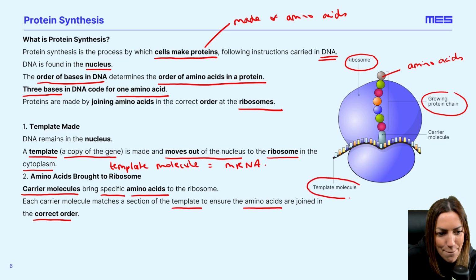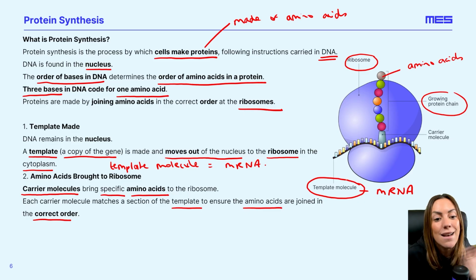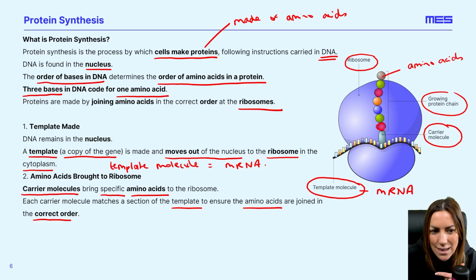So this is our template molecule, which if you want to, you can call mRNA or messenger RNA. This is made in the nucleus. It's just a copy of the DNA code, right? Because the DNA can't leave the nucleus, but the template molecule can. So the template molecule is a copy of the DNA code. As you can see on the diagram here, it's going to go to the ribosomes where the proteins are synthesized, and the carrier molecules are going to bring the specific amino acids to the ribosome. And the amino acids, as you can see, are going to be joined together to make the protein.